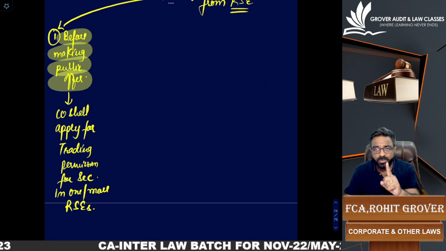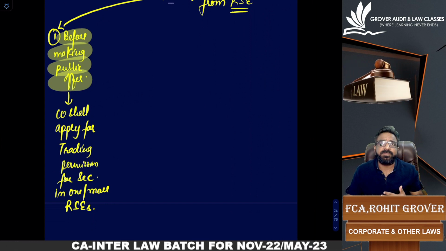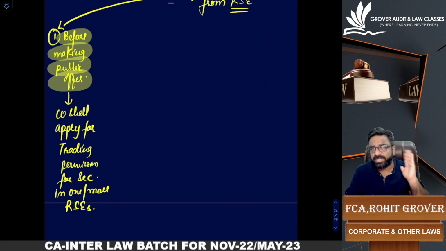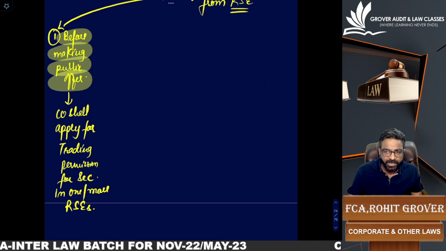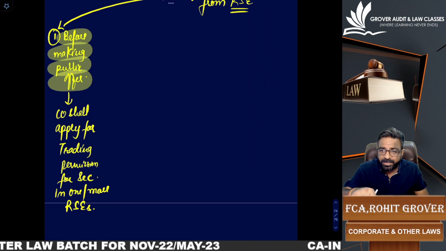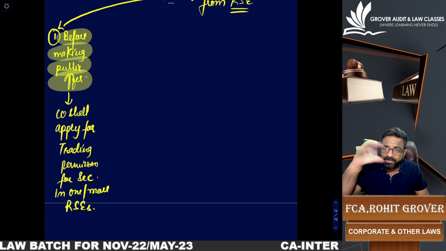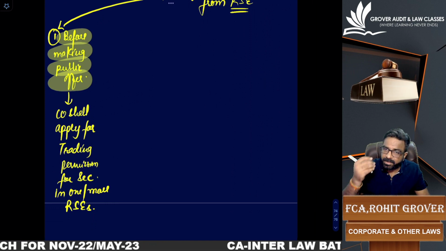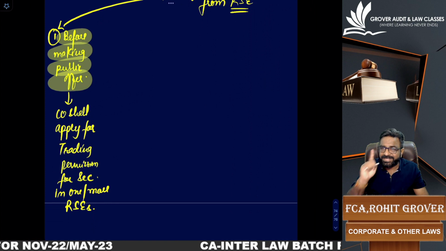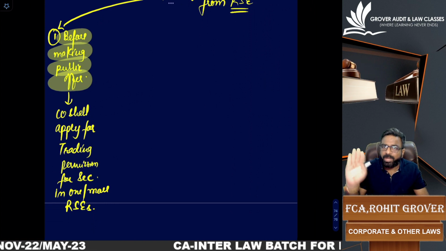Are you understanding the rule? Let's say, for example, I applied for 4 recognized stock exchanges. Out of 4, 1 has rejected. It means even if the remaining 3 accepted, rejection is going to prevail over acceptance. It means all 4 are rejected. The one rejection means all are rejected.